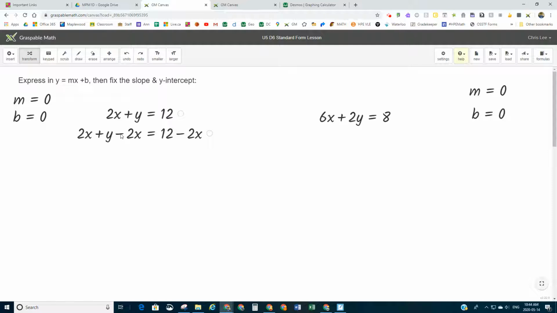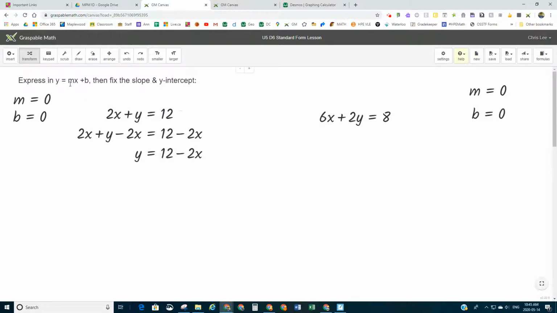But what's great about Graspable Math is I could take this 2x and join it with the other 2x. Now I can put it right next to it and then collect like terms that way. Or, undo, I can take this whole 2x term and just put it over top of it. And of course, 2x minus 2x is 0, and it's gone. And now we have an equation that almost looks like y equals mx plus b. The y is on the left-hand side by itself, and the letters and numbers and everything else is over here.